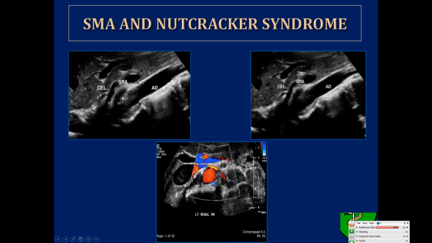So whenever we see that the angle between the SMA and the aorta is less than 17 degrees, then you can start thinking about nutcracker syndrome, especially if the patients are symptomatic and present with unexplained abdominal pain. And you can see the aliasing in the area of stenosis in the left main renal vein, and you can also assess the ratio of the diameter change at the level of the compression versus at the level where the vessel is dilated.